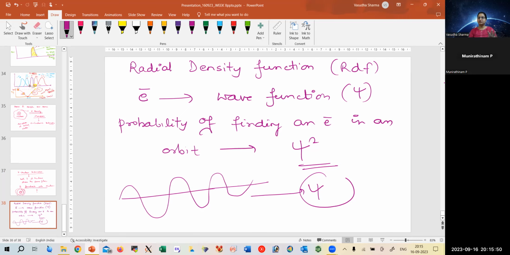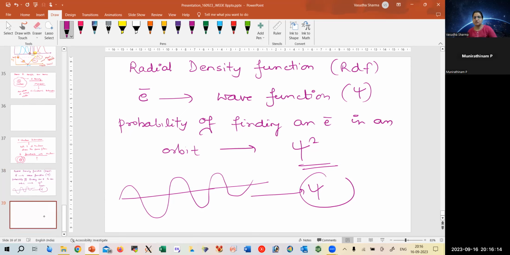Say, for example, there are two rooms. If I say the boy is in that room or not, what is the probability? There could be 50-50 chances, or 10-40, or 10-90 chances, or something like that. So the probability of finding an electron in a particular orbit, that is an s orbital, p orbital, or something like that, is defined as psi square. That's a mathematical term. Okay, ma'am, I understood.